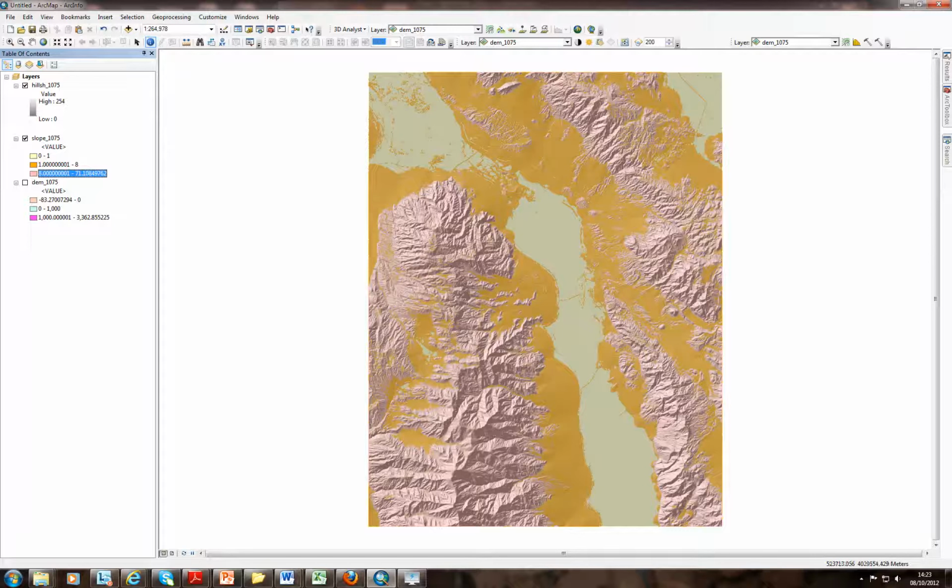Okay, and if you follow that, I'm sure you'll get a similar kind of map. But do experiment with your break values to see if you can improve on what we've got here.